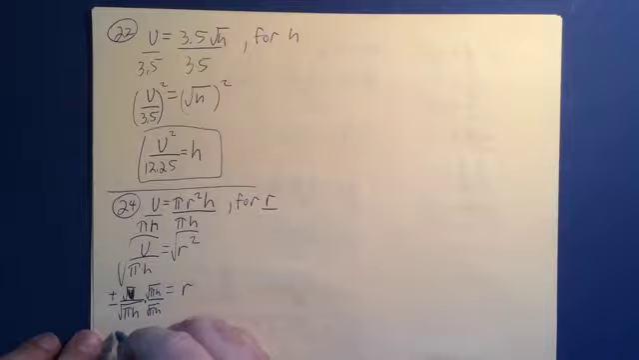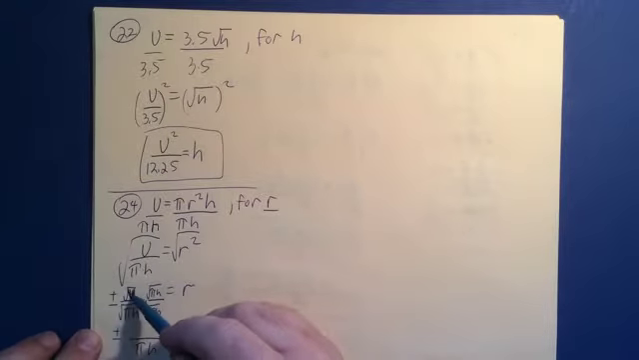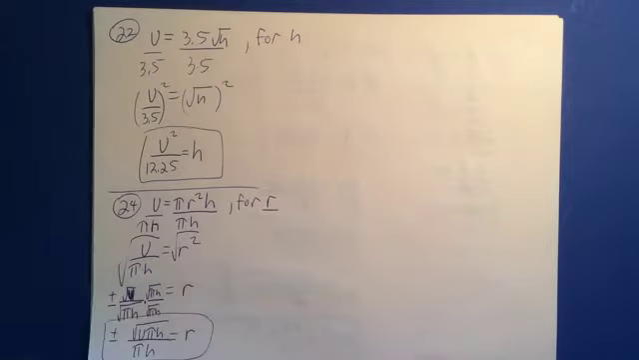So for my final answer here, I'm going to get plus or minus. Well, radical pi times radical pi is just pi. Radical h times radical h is h. On the top, it's radical v times radical pi h. So it's just going to be radical v pi h over pi h, and that's going to give us the radius, plus or minus that. And there is our answer to question 24.